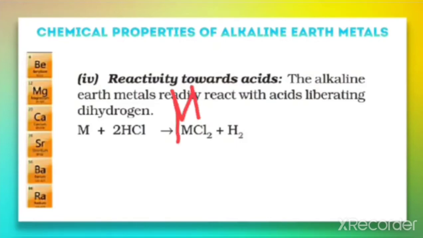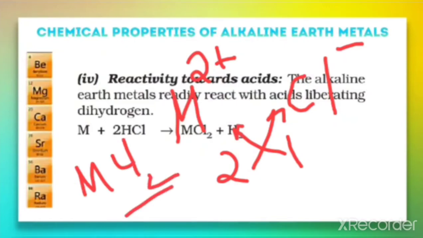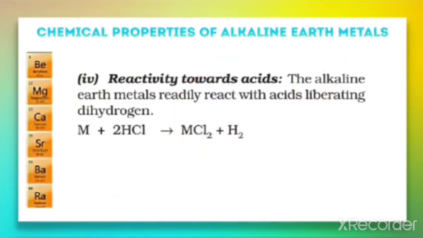Because this metal, we know that it has two positive charges, and we know that the chloride, that is all halides, have one negative charge. So when you crisscross it by the method which you have learnt in 9th standard, the formula will be formed, that is MCl2. So that is what is written here. The formula formed here is MCl2.